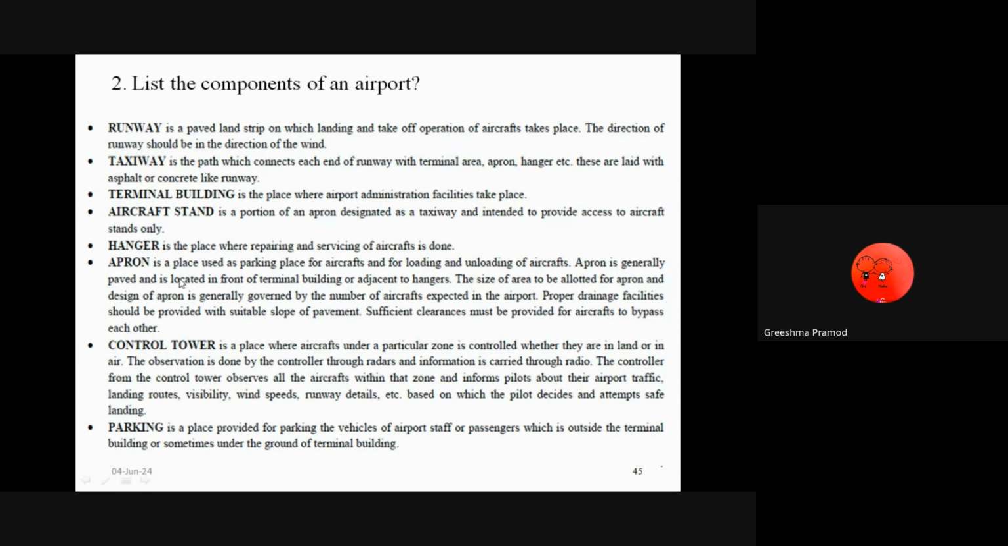Apron is generally paved and is located in front of the terminal building or adjacent to it. Then control tower. It's a place where the aircraft under a particular zone are controlled, whether they are on land or in air. The observation is done by the controller through radar.